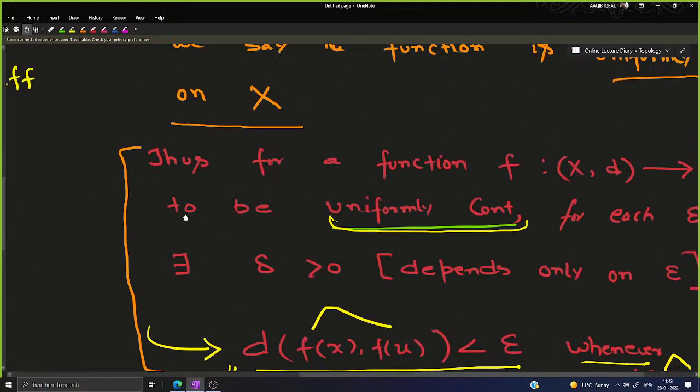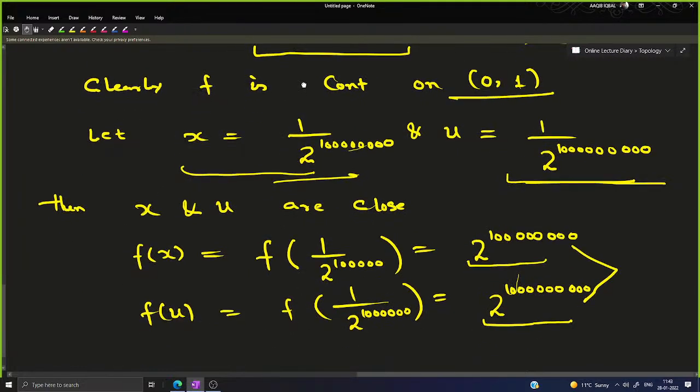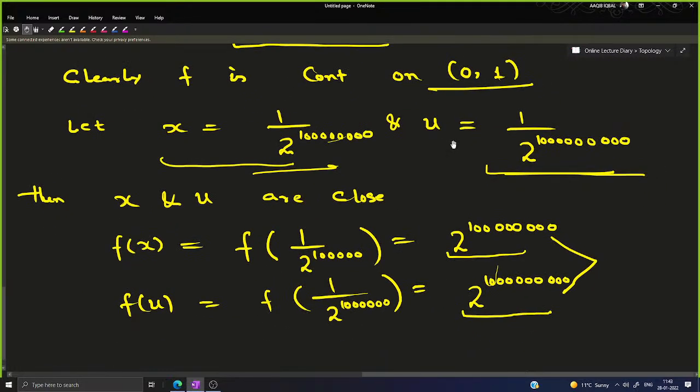So what I was telling you here, close points give close images, this kind of privilege you get only in uniformly continuous functions. If your function is uniformly continuous, then close points have close images. If you give two points which are close, then their images also will be close. In general this does not happen. This is an example. Here x and u are close, but the moment you take their images, the images are not close.